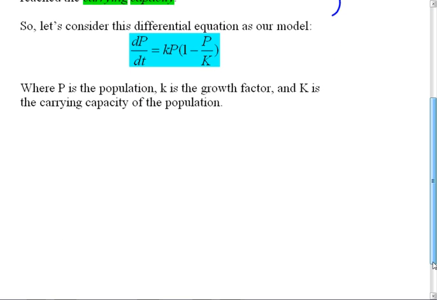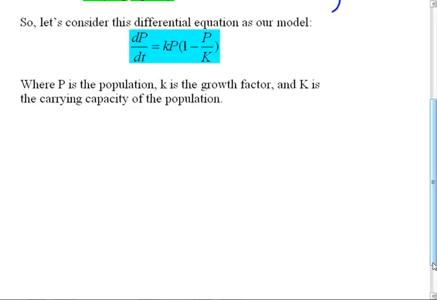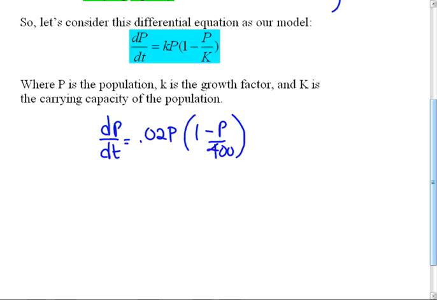Now, let me give you a little example. Let's do this: dP/dt is equal to 0.02p times (1 minus p over 400). What's the carrying capacity? Because that's what they're going to ask you. It's 400. That's it. It's very easy. I can do that.